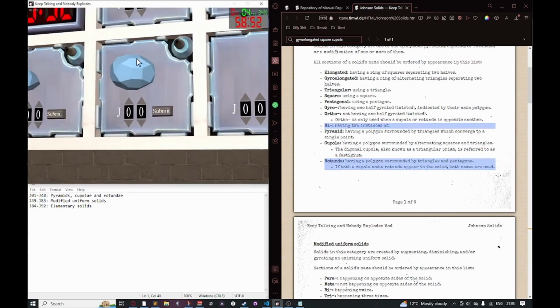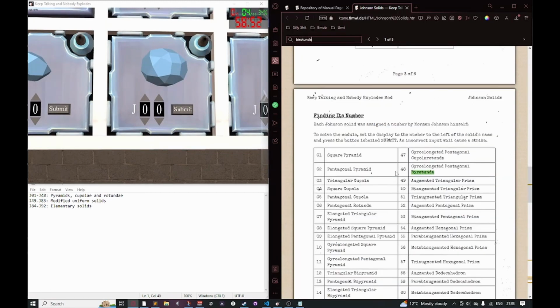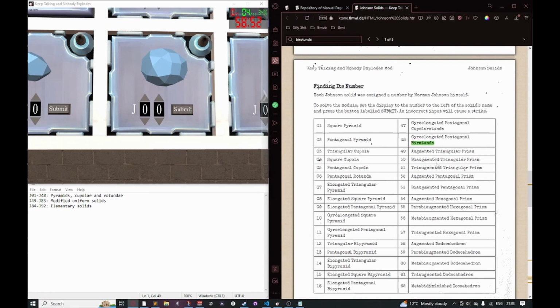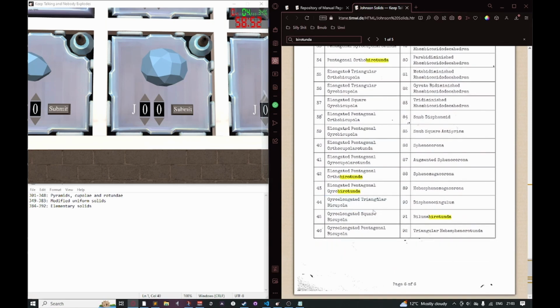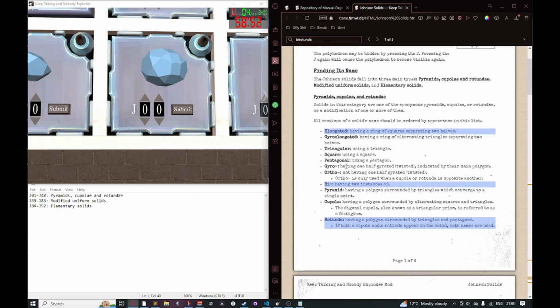We also see that these two halves are connected by a ring of squares. This is the definition of elongated. It has a ring of squares separating two halves. This is elongated. And so if we look for our pentagonal birotundae here, we see we've got these two. These are our two elongated pentagonal birotundae. However, you'll see that we have our ortho and gyro prefixes here. So we've got to determine which one of these it is.